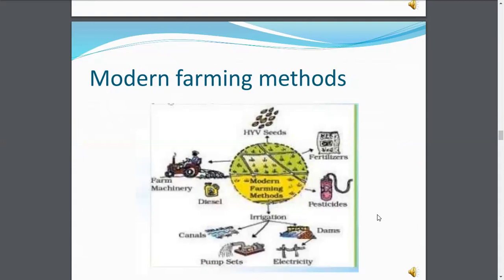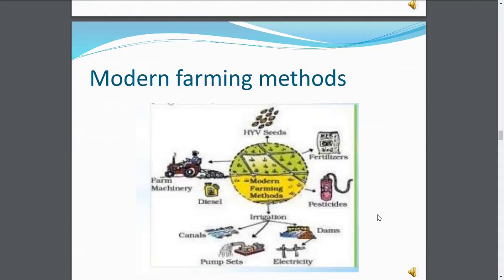In the traditional method, earlier they used a pair of bullocks for plowing the field. They used to draw water from the wells, and organic manure was used, as I told, cow dung and all. But in modern farming, as they need more productivity, they use pesticides. They use chemical fertilizers. HYV seeds are used. Instead of bullocks, now there are tractors which use diesel. For irrigation they use canals, pump sets, electricity from dams and all. So all these things are used in modern farming methods for high yielding variety seeds.